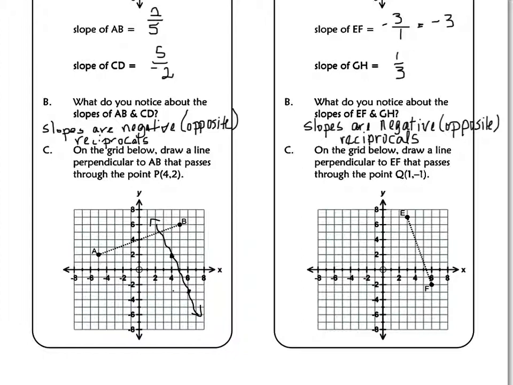And then on the right hand side, the question asks you to draw a line that's perpendicular to EF but passes through the point 1, -1. So we plot that, 1, -1 would be right here. And EF had a slope of -3, so our perpendicular line would have to have a slope of the opposite reciprocal of that, or 1/3. So up 1 over 3. And the line would look like that.